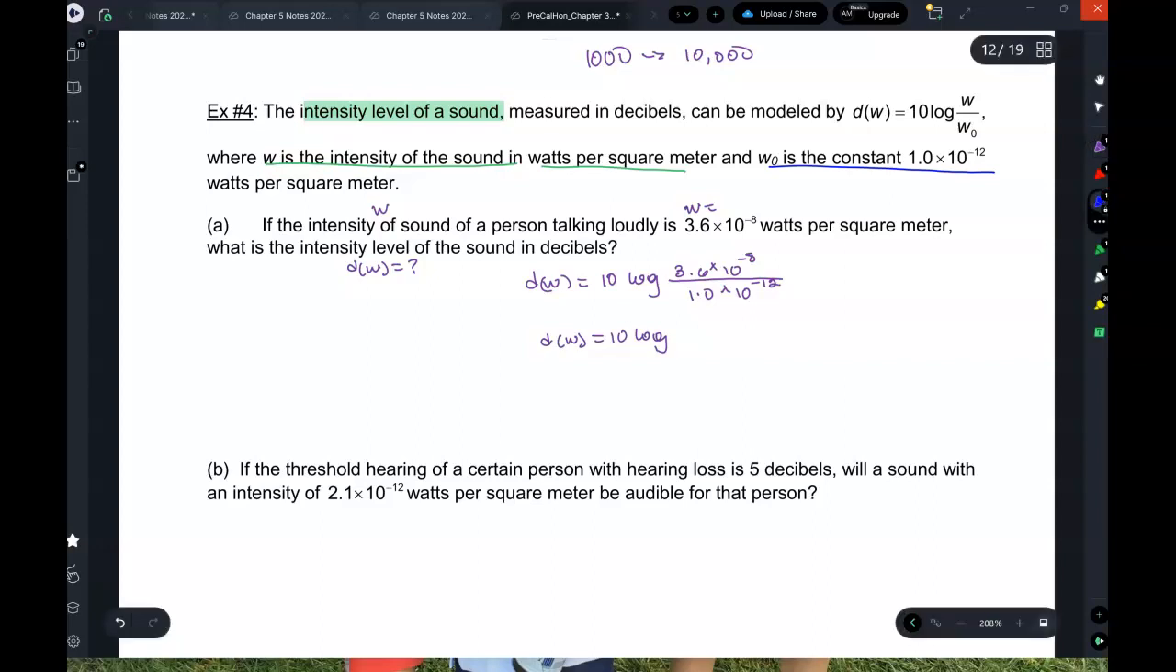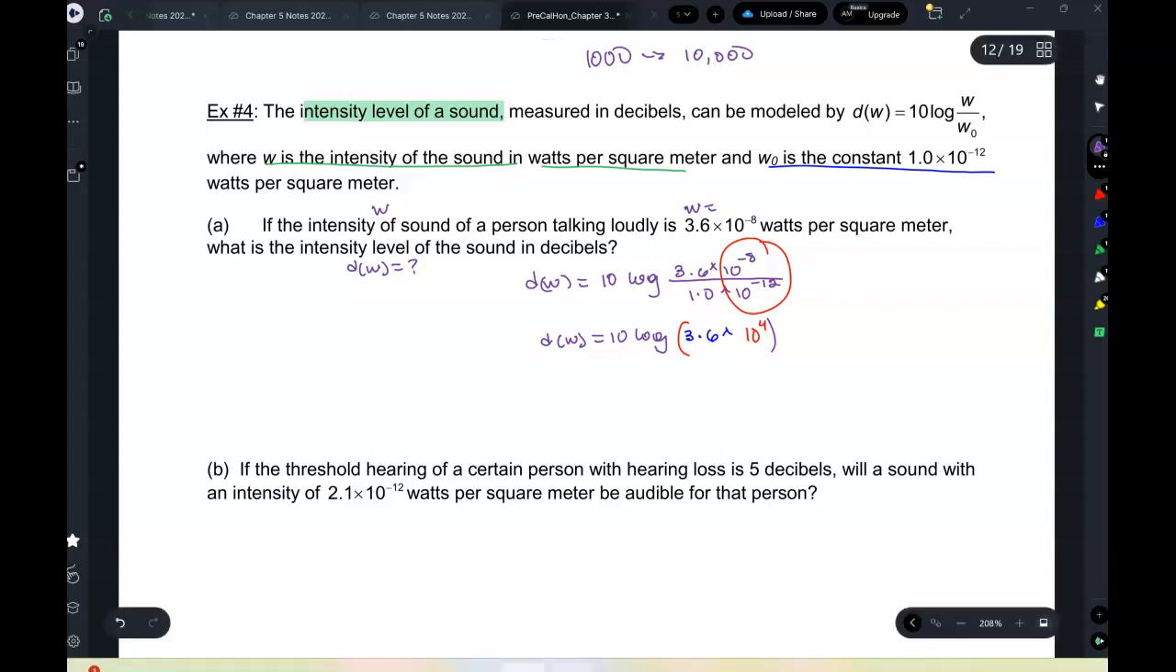When you are working with scientific notation, you should be able to compute these things to a certain degree, right? The numbers compute with the numbers, and the powers with the powers. So 3.6 divided by 1 is 3.6 times, here, 10 to the negative 8 divided by 10 to the negative 12 is 10 to the power of 4, right? These are things that you should know. It's so much easier to just do that than to plug in all these numbers and make a mistake, right? So now you plug these in.